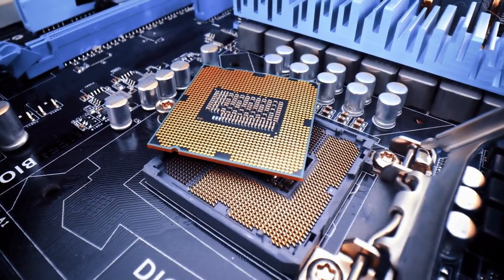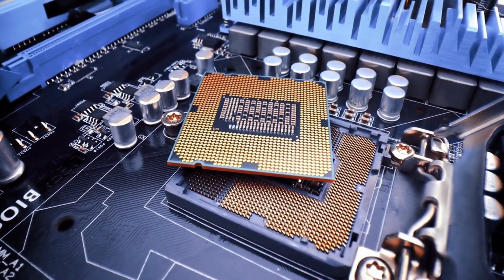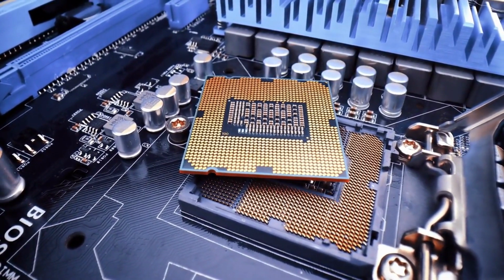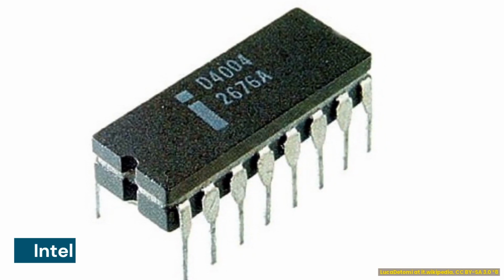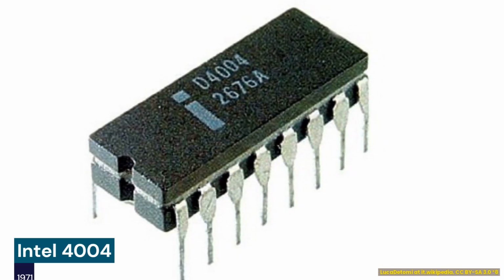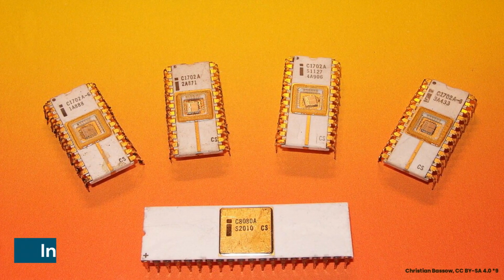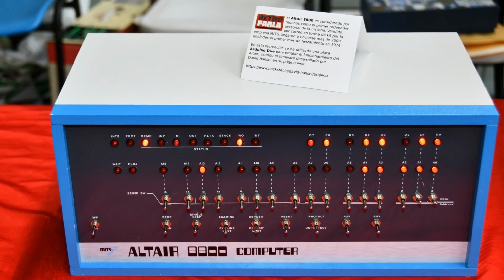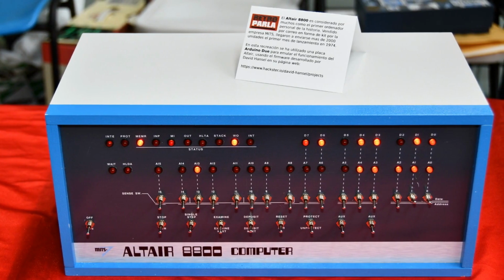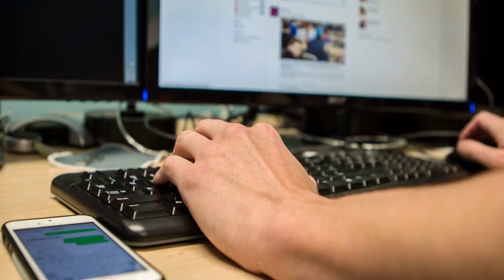The microprocessor was another crucial breakthrough. These miniaturized central processing units enabled computers to become much smaller and more affordable. The first single-chip microprocessor was the Intel 4004, introduced in 1971. Microprocessor technology advanced rapidly through the 70s, with the 8-bit Intel 8080 in 1974, powering early personal computers like the Altair 8800. The stage was now set for the dawn of personal computing.